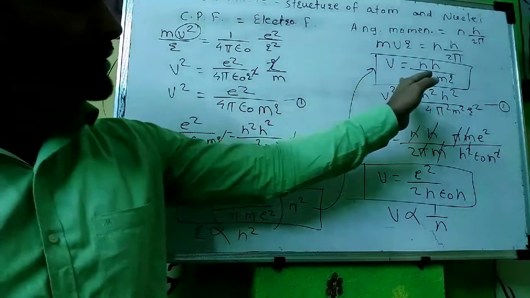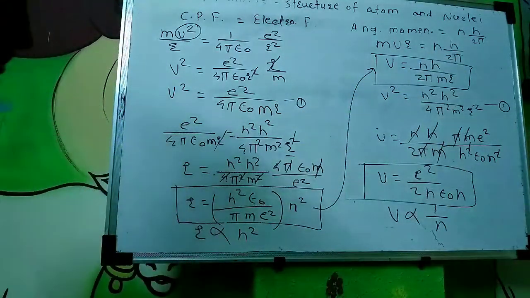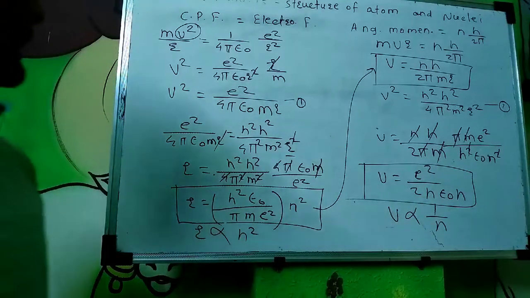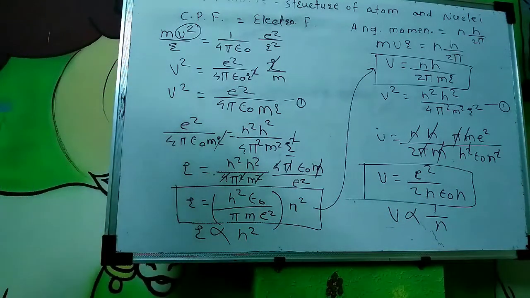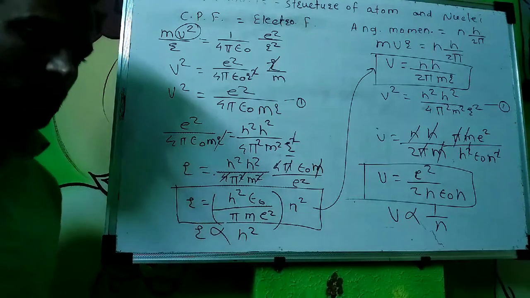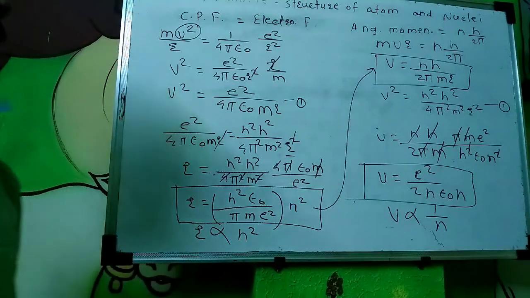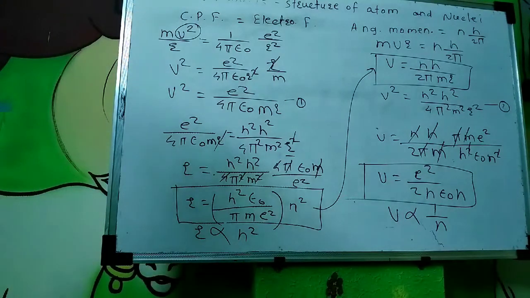Also we have determined the value of the velocity. Finally we got the formula v is equal to e square by 2h epsilon naught n. In this case n is the principal quantum number, which gives the number of the orbit. So the velocity of the electron is inversely proportional to the principal quantum number n.